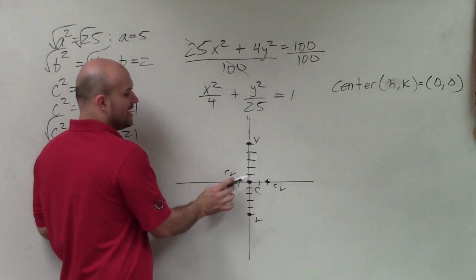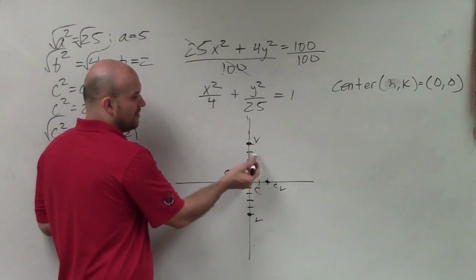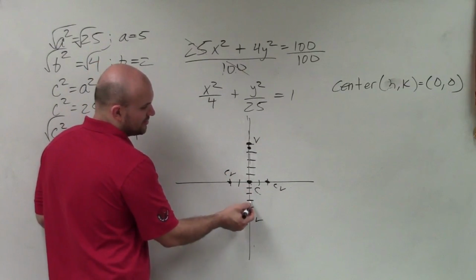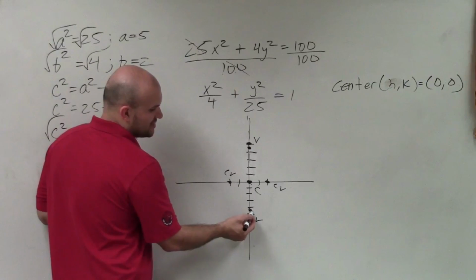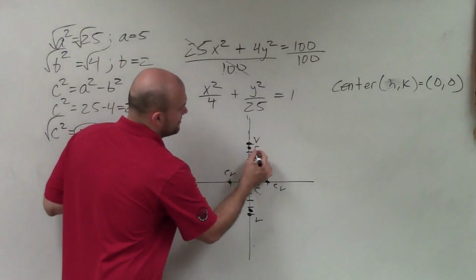So again, I'm going to follow on this major axis. I'm going to go up 1, 2, 3, 4, and I'm just going to estimate my point. And then down 4, 1, 2, 3, 4, and add a little change for 4, between 4 and 5. And those are going to be my foci.